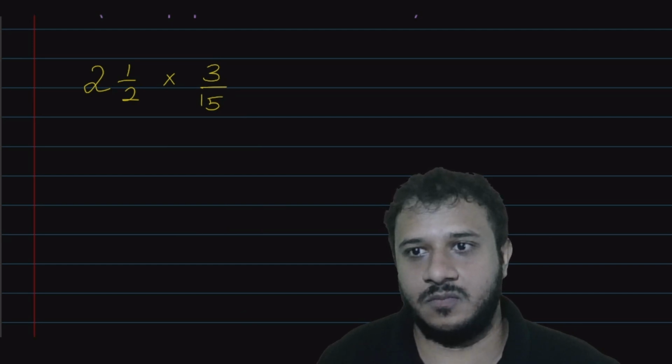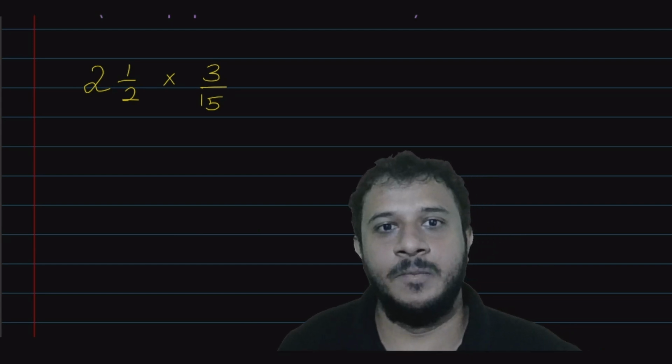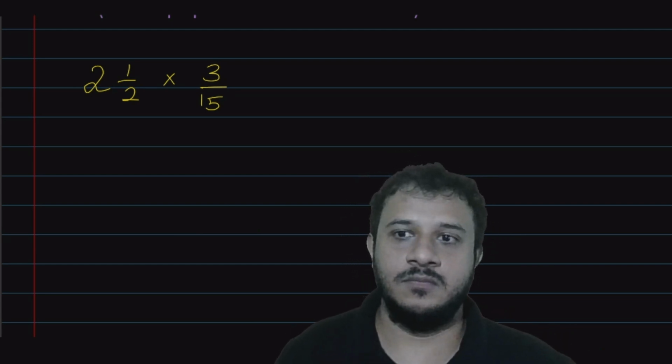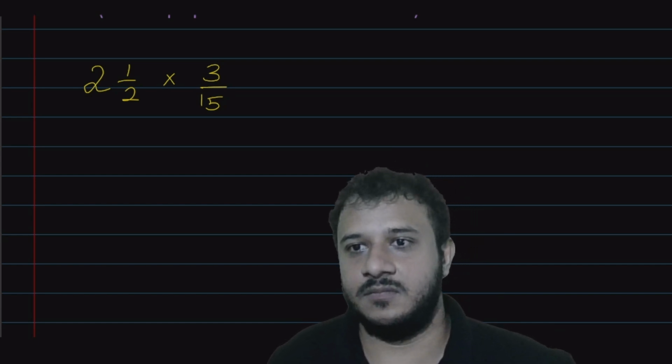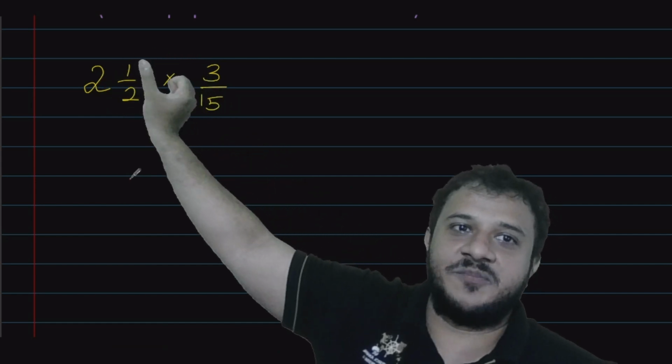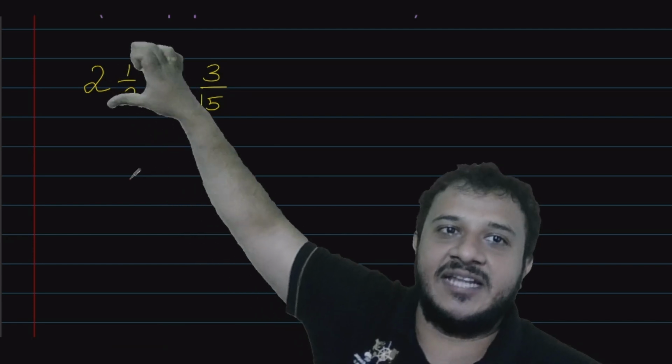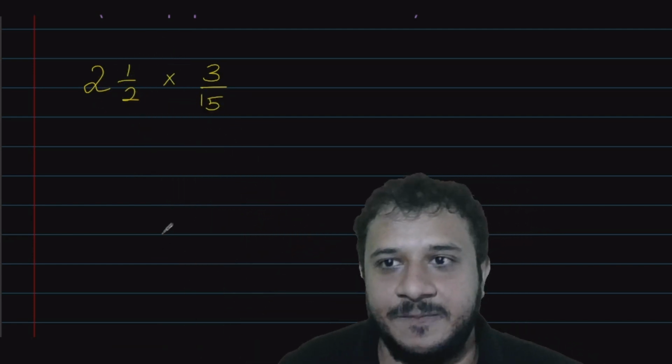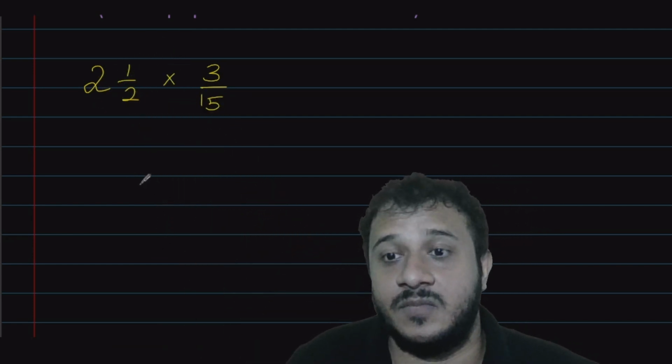First, you have to make the first one into an improper fraction. So can somebody quickly do the improper fraction process? First multiply and then add it up, and tell me what the answer is.